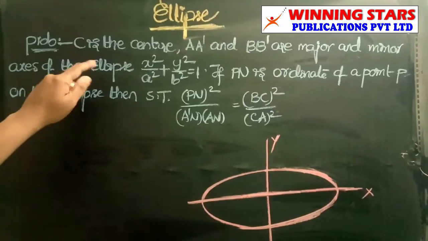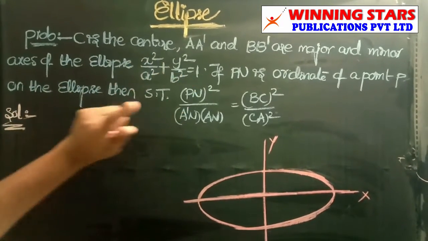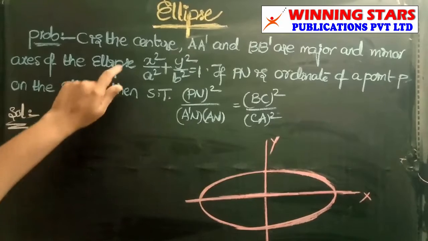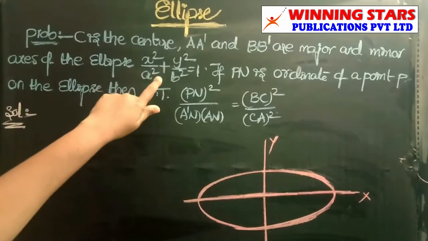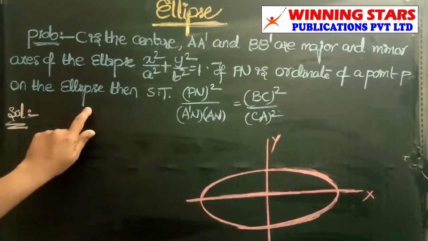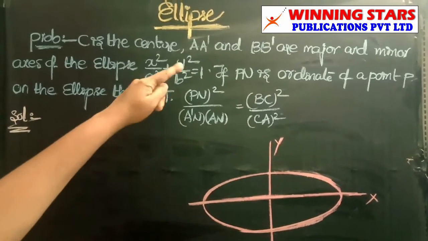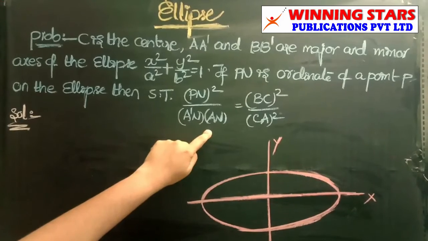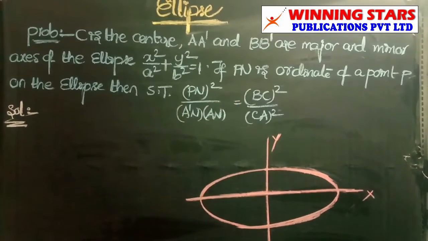Next problem. C is the center, A'A and B'B are the major axis and minor axis of the ellipse x square by a square plus y square by b square is equal to 1. And if PN is the ordinate of a point P on the ellipse, then show that PN whole square by A'N into AN is equal to BC whole square by CA whole square.